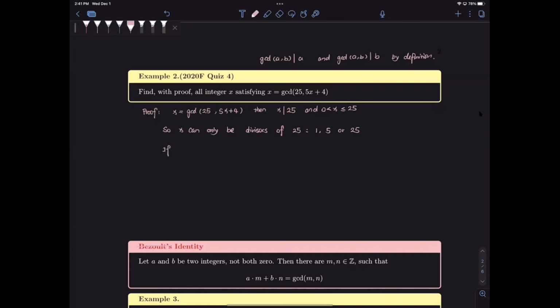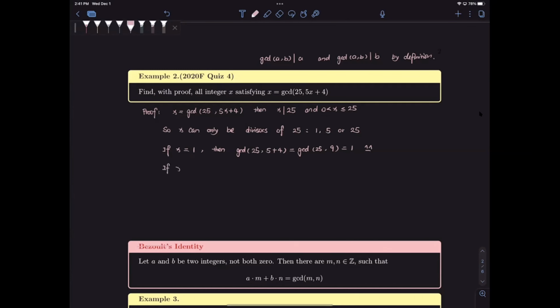If x equals 1, then we have GCD of 25 and 5 plus 4. Okay, what is this? This is GCD of 25 and 9, which equals 1. So this is okay. So 1 is one of our solutions.